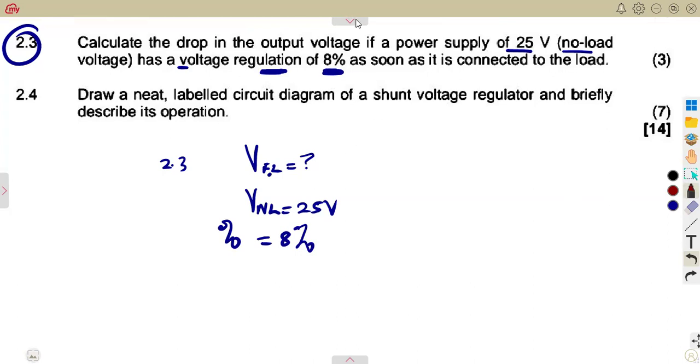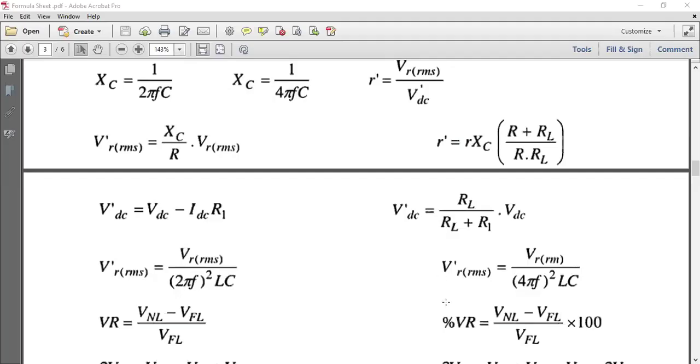So remember your percentage voltage regulation. In case you have forgotten this, remember also your formula sheet you're given. That is, the percentage voltage regulation can be obtained as V no load minus V full load, over V full load, times 100%. So that is when the percentage is considered.